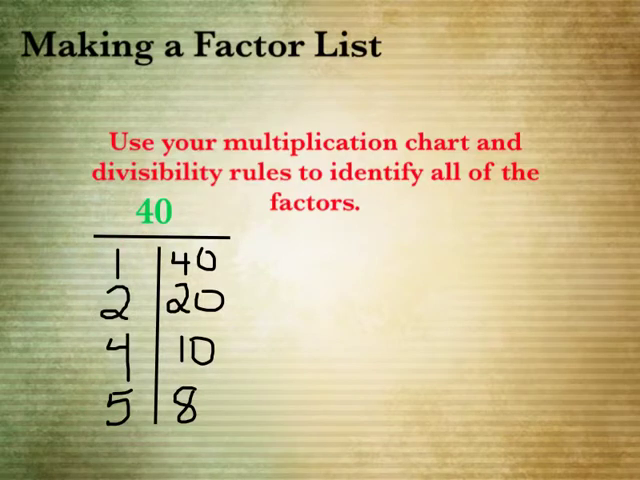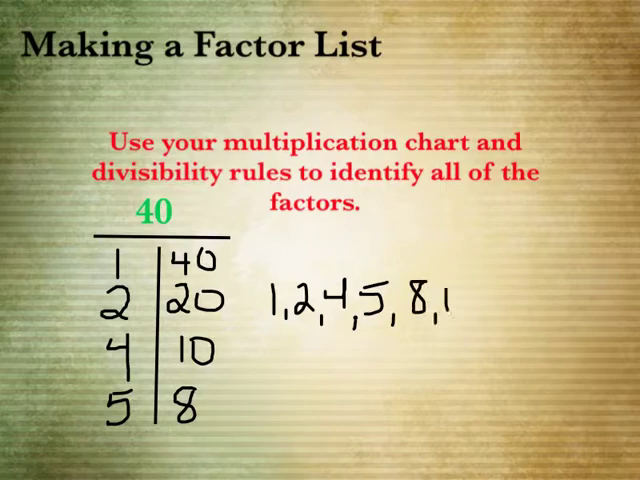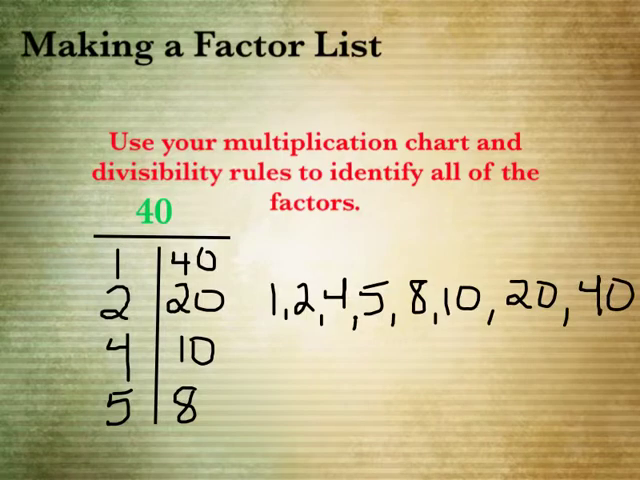I can go right down on the left side, so it would be 1, 2, 4, 5, 8, 10, 20, and 40. And that is a factor list, and it's least to greatest, and that is all I need to do.